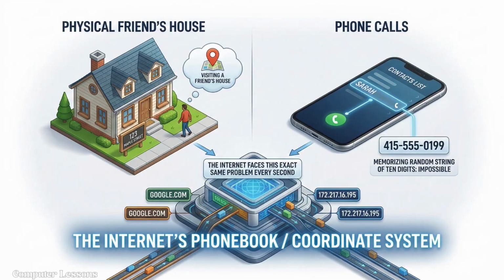If you want to visit your friend's house, you need their physical address, like 123 Maple Street. But if you want to call them, you look up their name in your contacts list, because memorizing a random string of 10 digits for every person you know is impossible for the human brain. The internet faces this exact same problem every single second.